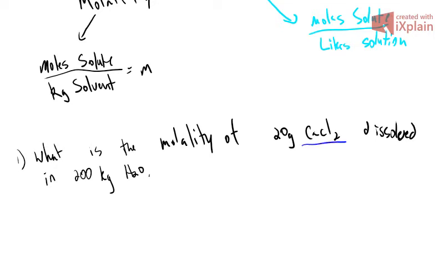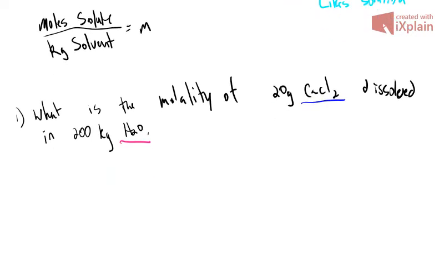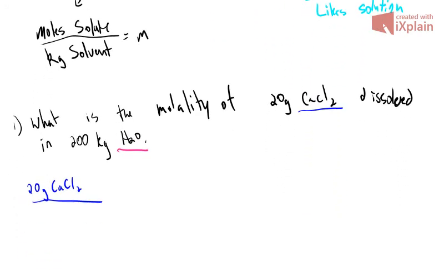First thing we need to see is that we have our solute and our solvent. The solute is CaCl2, calcium chloride, and we have 20 grams of it. If I look at my molality calculation, I need moles of my solute, so I'm going to convert to moles. The molar mass of calcium chloride is 109.9, I believe, grams per 1 mole of calcium chloride.